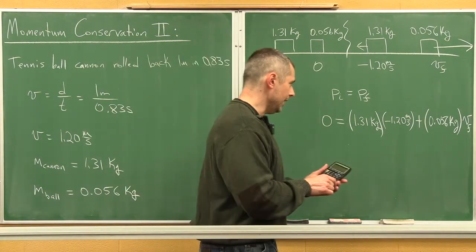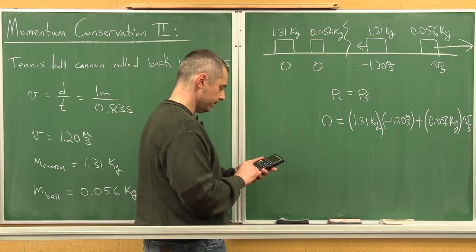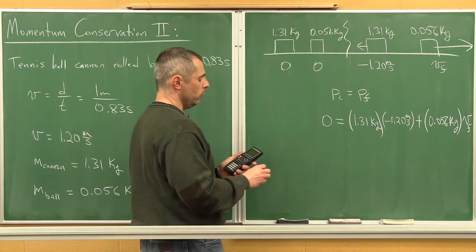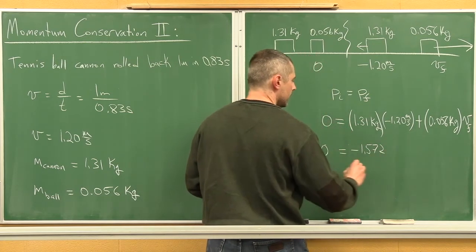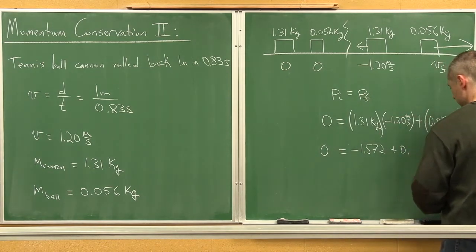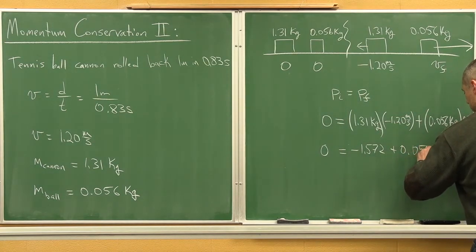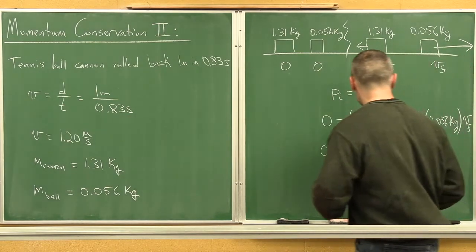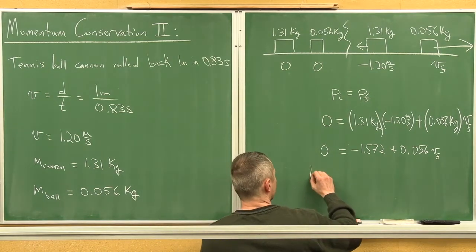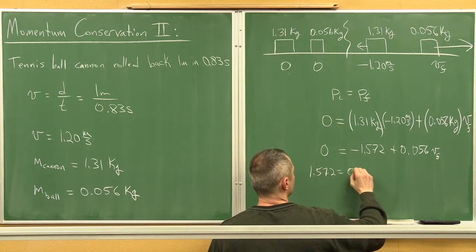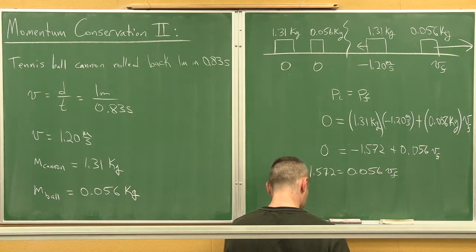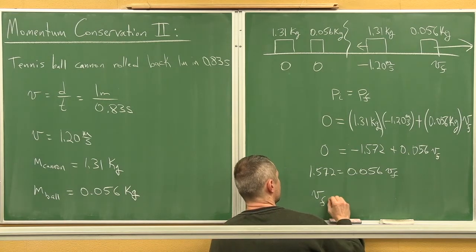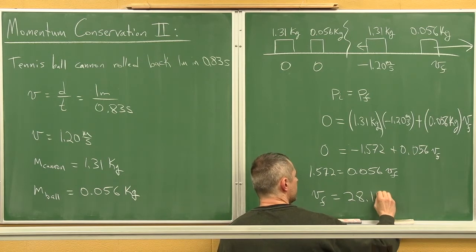So I will take these and multiply them together. And I get 1.572. So this is negative 1.572 plus 0. Okay. I'll add the 1.572 to the other side. Divide by 0.056. And I get V final of 28.1 meters per second.